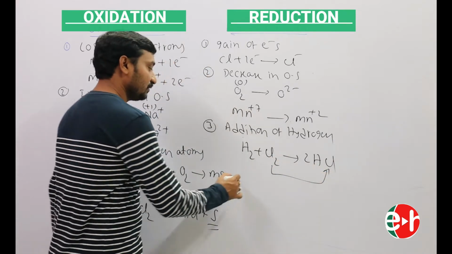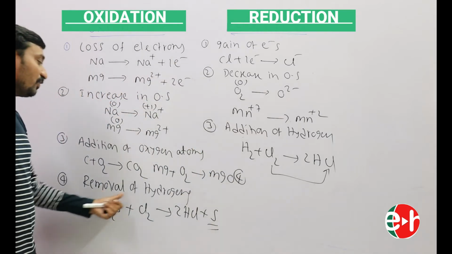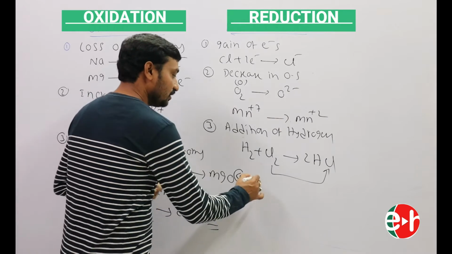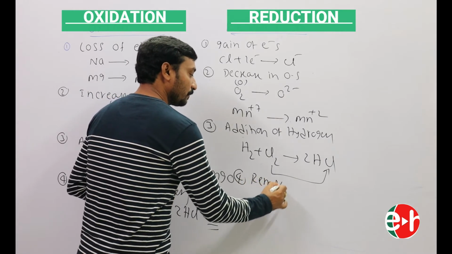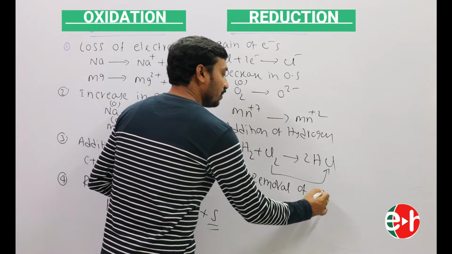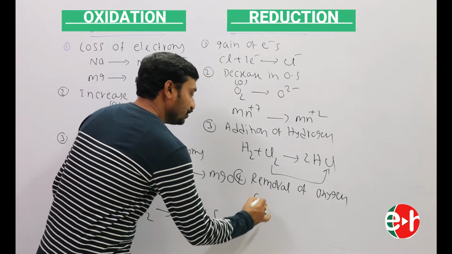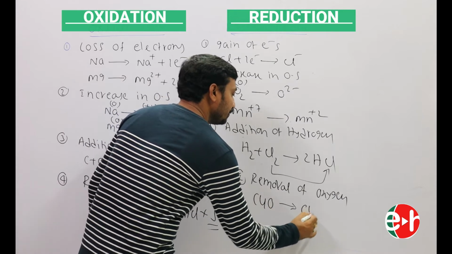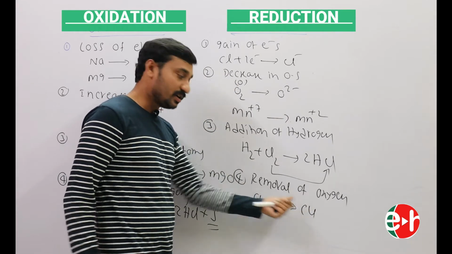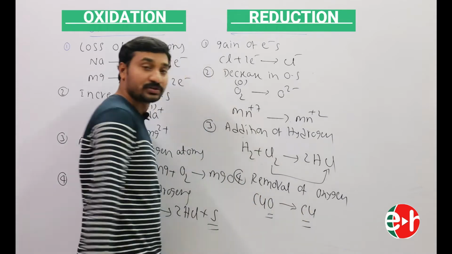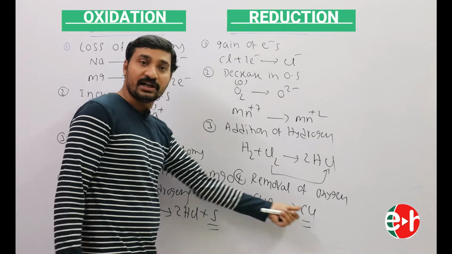Okay, next one. Last one: removal of hydrogen is oxidation, and removal of oxygen is reduction. For example, CuO is converted into Cu. This is reduction because oxygen is removed from CuO. CuO to Cu, this is a reduction process. Removal of oxygen, reduction process.